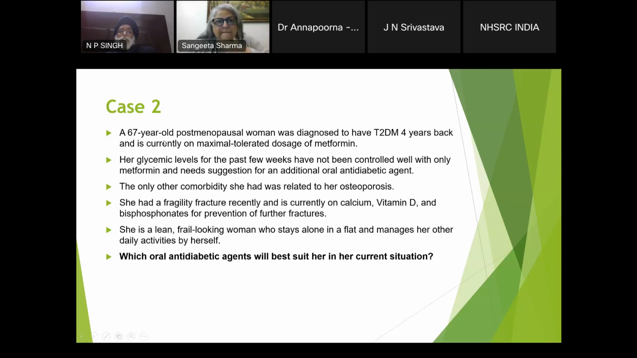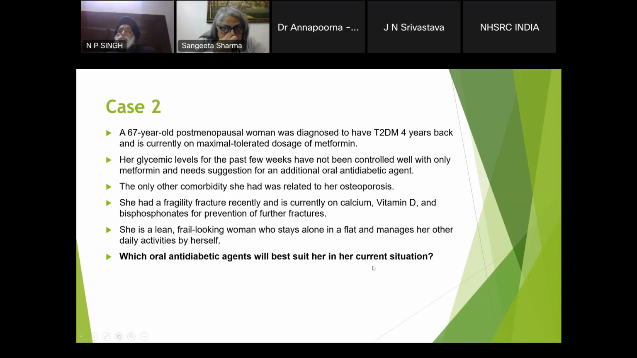Similarly, we have an elderly lady. She was diagnosed with type 2 diabetes 4 years back. She's on the maximum tolerated dose of metformin. So all these patients have to be started on metformin. Her glycemic control has not been good for the last several weeks, and we need to add one more drug. The only other comorbidity she has is osteoporosis. Now again, you have to look at the comorbidities. Before adding the second drug, we have to ensure that we don't add a drug which can worsen her comorbidities. She's had a high fragility fracture also and is taking calcium and vitamin D. She's lean, frail looking. So what is the best drug for her?